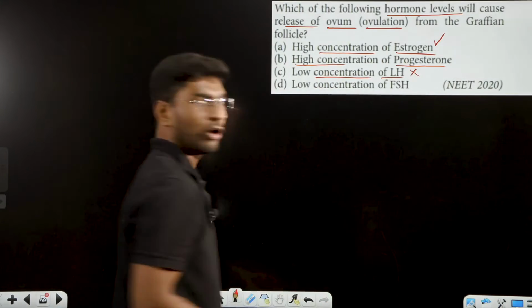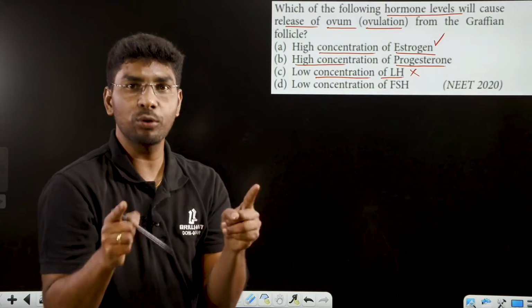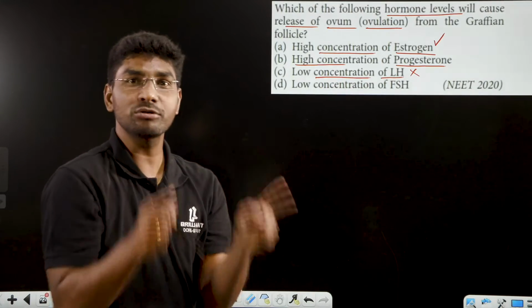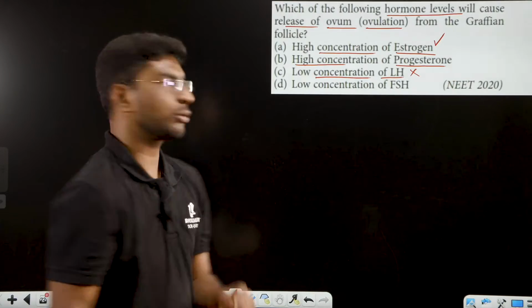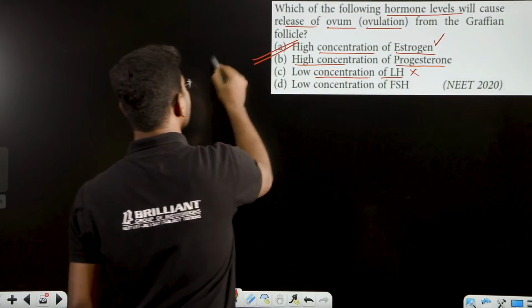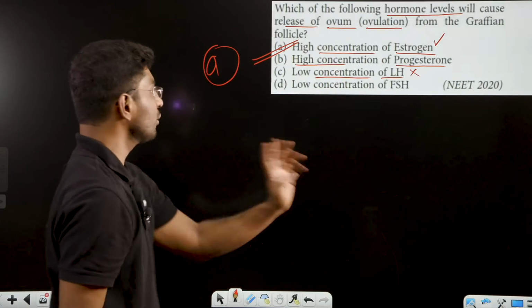Next, low concentration of LH. No sir, absolutely wrong. It is a high concentration of LH only. You got my point. But that is not given. Now the next hormone is given. What is that? High concentration of estrogen. So our exact answer is high concentration of estrogen.